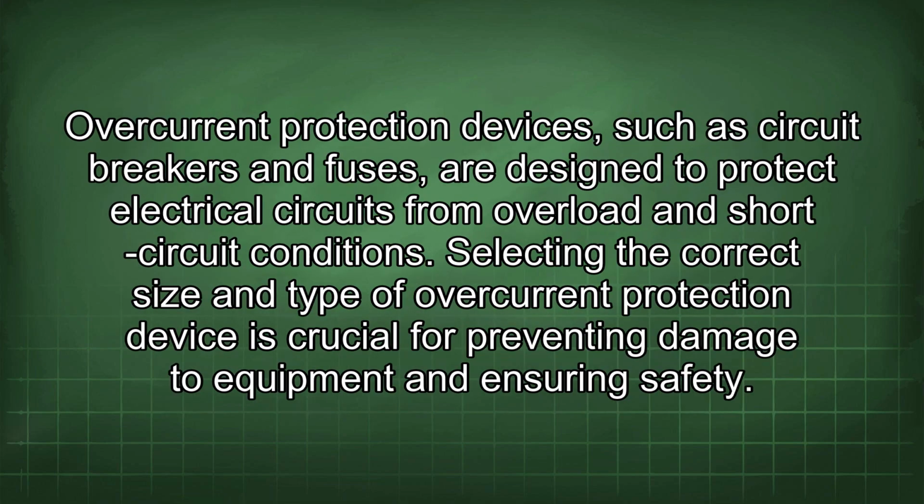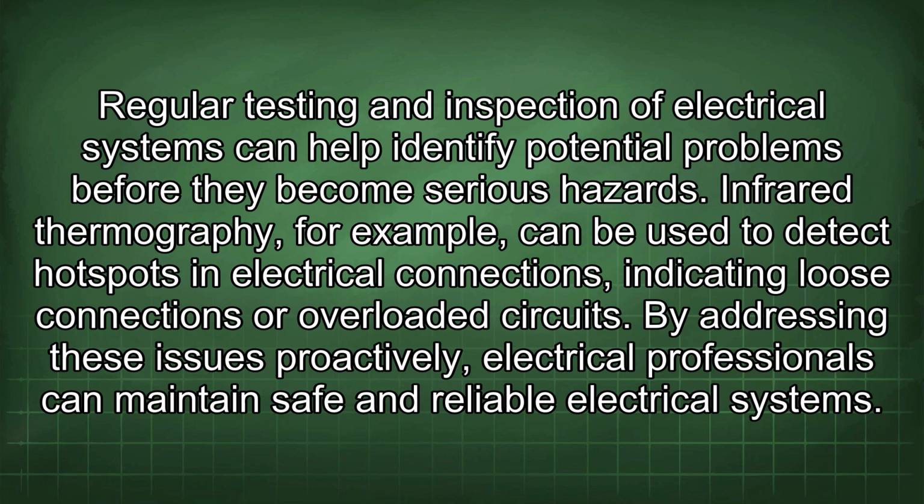Overcurrent protection devices, such as circuit breakers and fuses, are designed to protect electrical circuits from overload and short-circuit conditions. Selecting the correct size and type of overcurrent protection device is crucial for preventing damage to equipment and ensuring safety. Regular testing and inspection of electrical systems can help identify potential problems before they become serious hazards. Infrared thermography, for example, can be used to detect hotspots in electrical connections, indicating loose connections or overloaded circuits. By addressing these issues proactively, electrical professionals can maintain safe and reliable electrical systems.